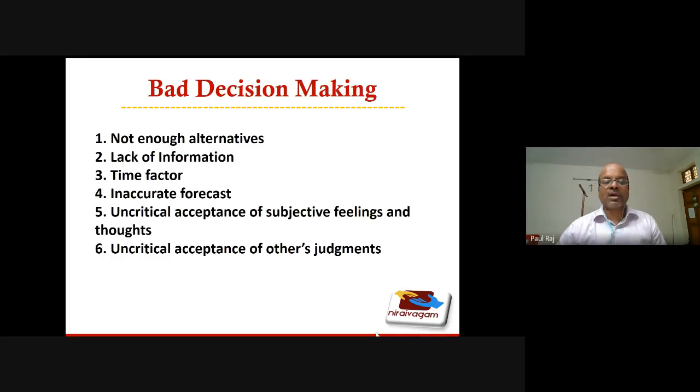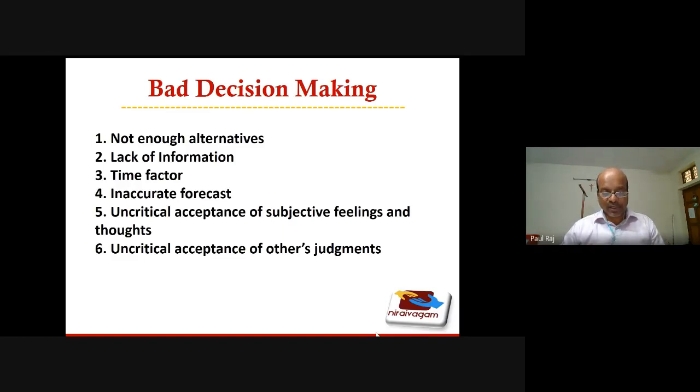So the points that you see there, the 6 points: not enough alternatives. You don't have many alternatives, many choices, and therefore you are forced to make a bad decision. Lack of information, you don't have sufficient information about the choices that you have to make. And the time factor, Jairaj was already talking about it. We are pressurized to think, to make decisions within a short period of time. We are not sure how good the decision making will be.